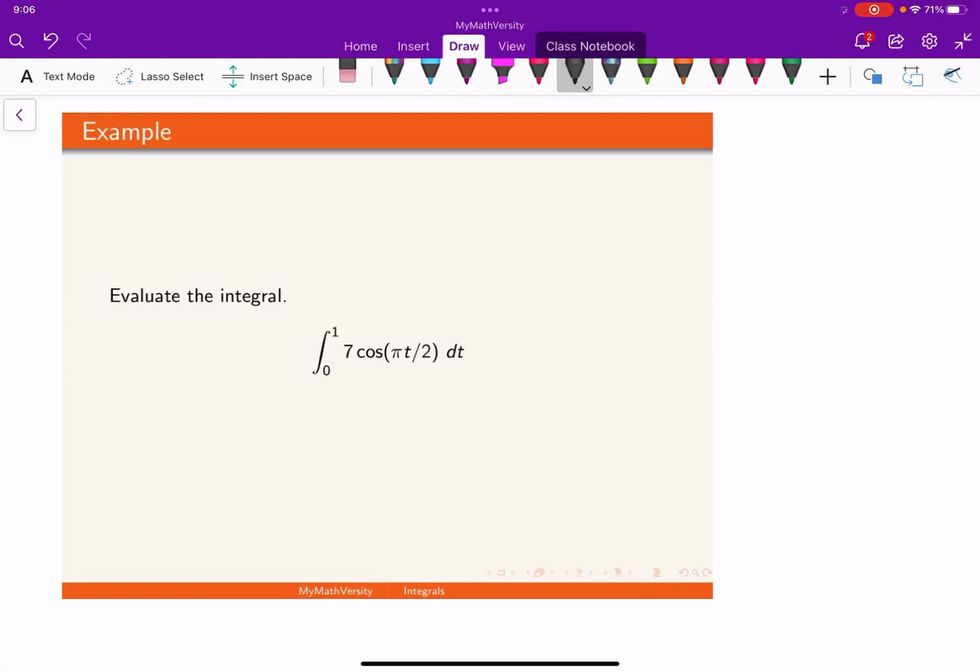In this example, we would like to evaluate this given definite integral. On this definite integral, on the lower limit of integration, we have given 0. At the upper limit of integration, we have given 1. And then on the integrand, we have given 7 times cosine function composed with pi t divided by 2, right? So that's what we have.